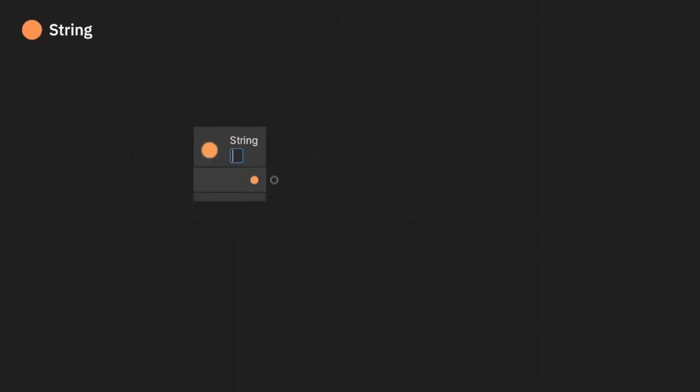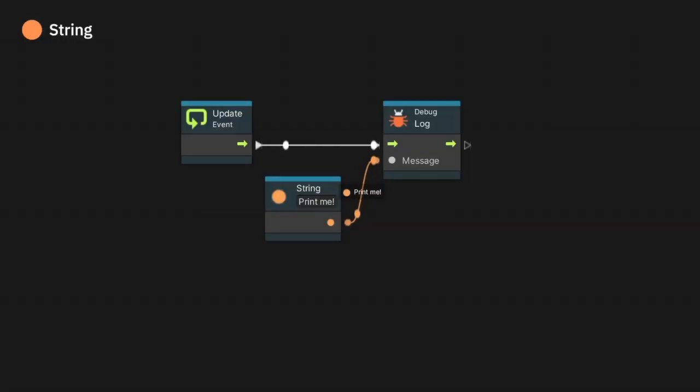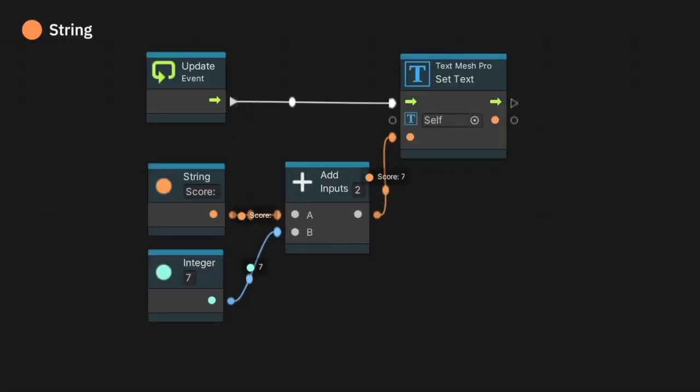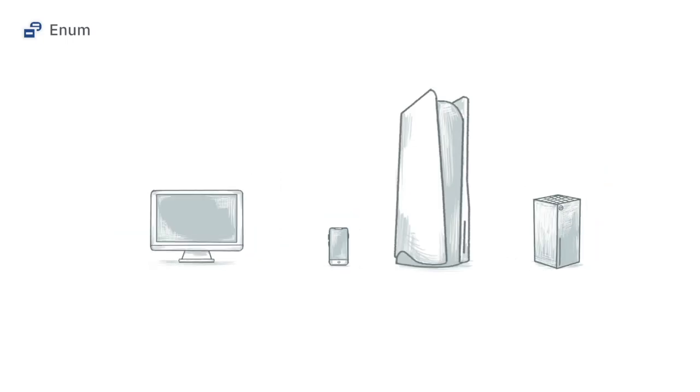A string is a variable length text, a sequence of characters like a name or a message. It can contain letters, numbers, symbols, and even emojis. We can use it to print messages to the debug console or display dynamic text in the game's UI. Enum, short for enumeration, is a data type consisting of a predefined set of values. For example, we can have an enum with gaming platforms. At any given moment, we can only select one of the predefined platforms to play with.